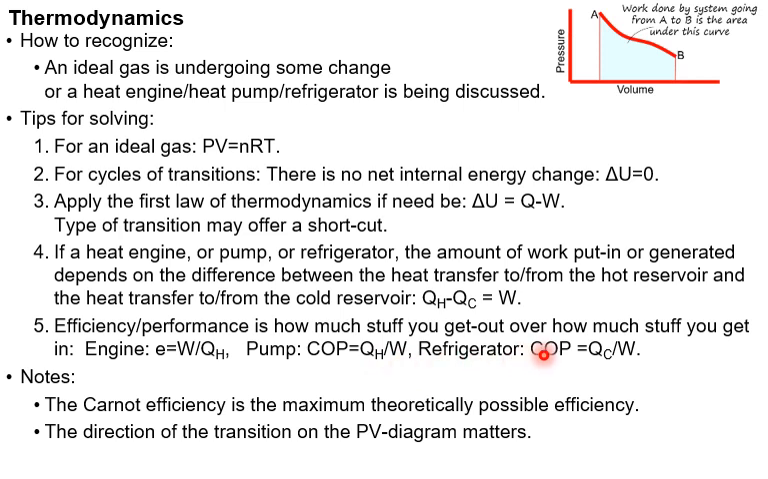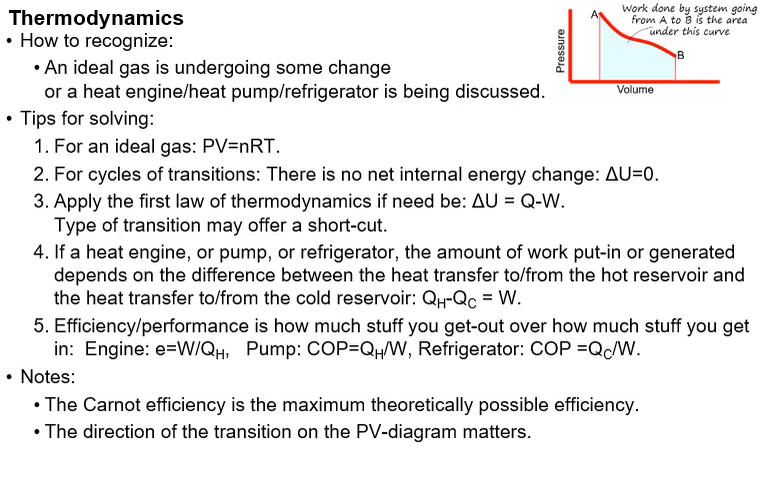For a refrigerator, your coefficient of performance is how much heat you are pulling from the cold object. You're creating an unnatural flow of heat. That's what you want your refrigerator to do. So that divided by the work you put in is going to be the performance for that object. Keep in mind that the Carnot efficiency is the maximum theoretically possible efficiency, and you tend to calculate that by substituting temperatures in for heat flows, as we covered in the previous lecture.